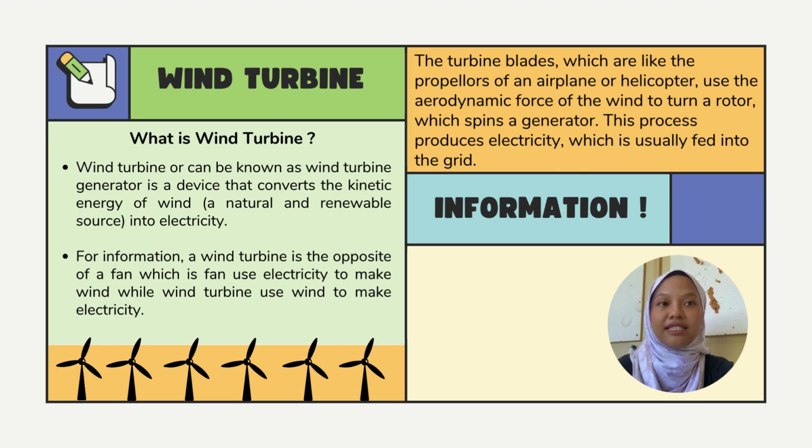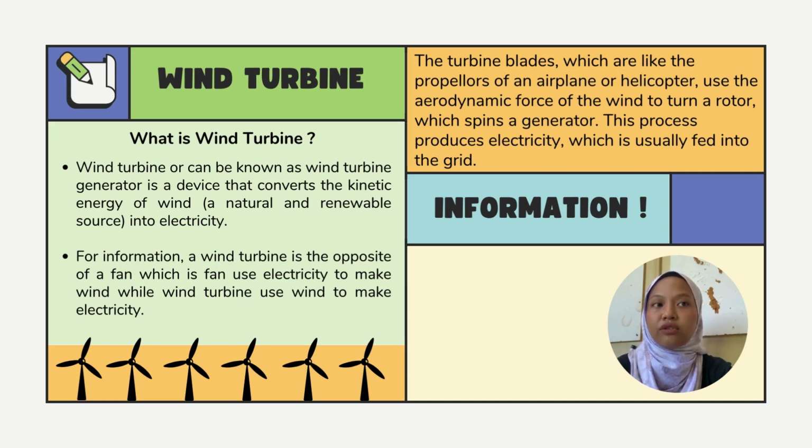So first, let's start with the introduction of a wind turbine. What is a wind turbine? A wind turbine, also known as a wind turbine generator, is a device that converts the kinetic energy of wind, which is a natural and renewable source, into electricity. For your information, a wind turbine is the opposite of a fan: a fan uses electricity to make wind, while a wind turbine uses wind to make electricity.